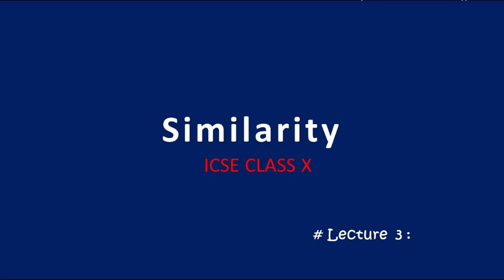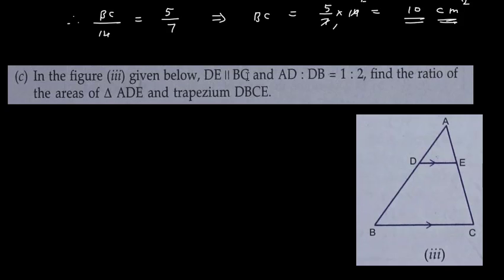Hello everyone. In the last class, I asked you to solve this C problem, right? The problem is in this given figure, DE is parallel to BC and AD upon DB is given 1 upon 2. You have to find the ratio of area of the triangle ADE and the trapezium DBCE. Okay, this ratio you have to find out.